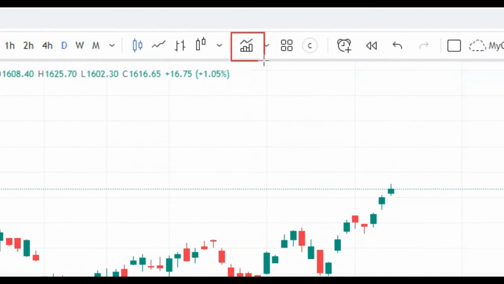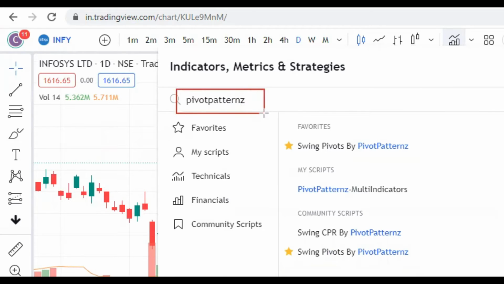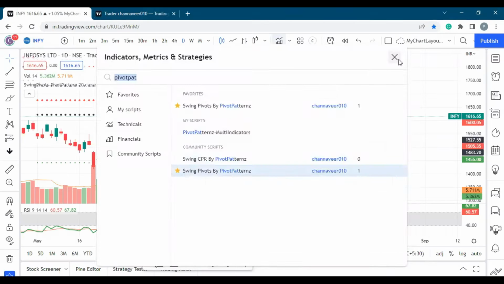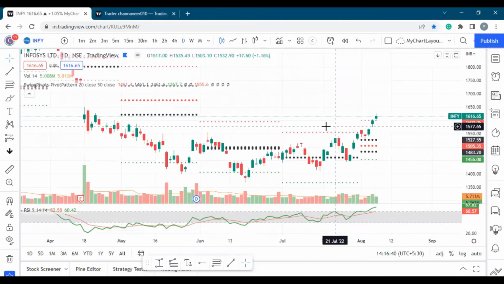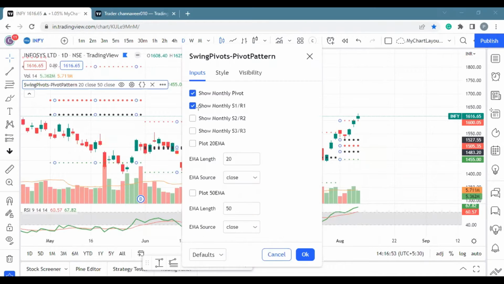Click on the indicator section, try to type pivot patterns, and then in that you'll get swing period by period patterns. In my case, I'll be using this indicator for my trading, whereas in your case you can add any CPR indicator by any author of your choice. In that CPR indicator, try to select monthly CPR, monthly resistance, monthly support. These are the three values which we are interested in. Rest all you can uncheck and use it on the daily time frame.